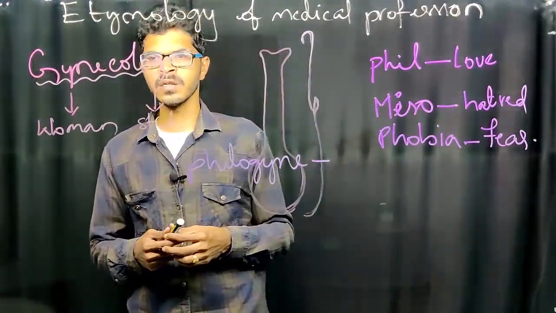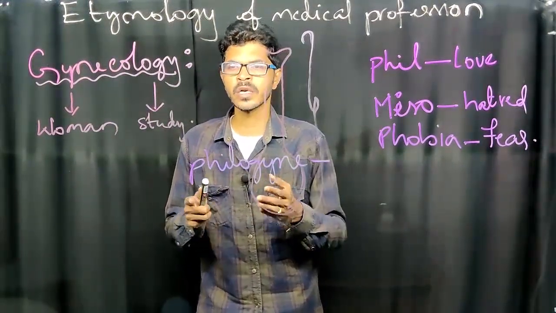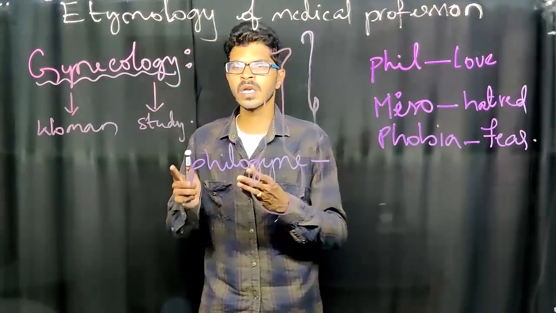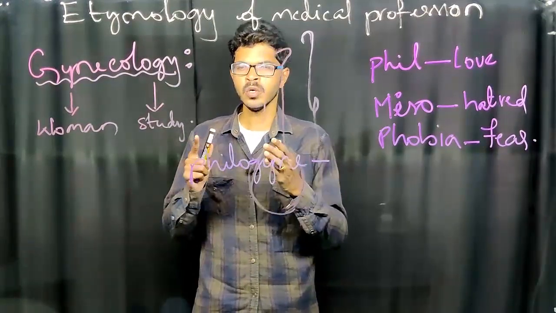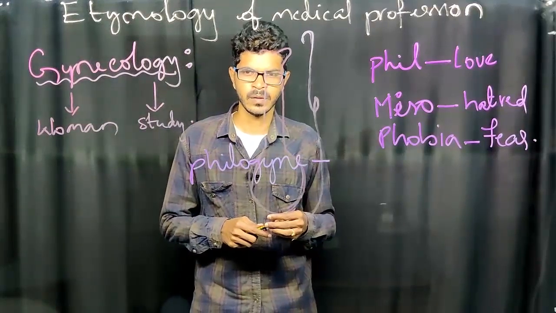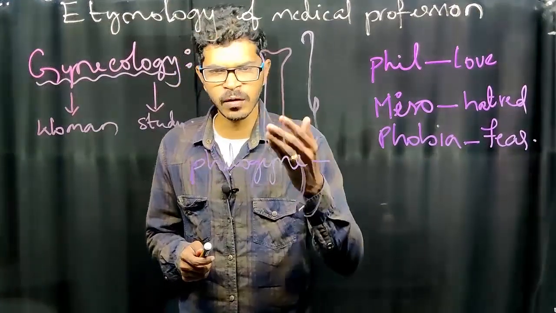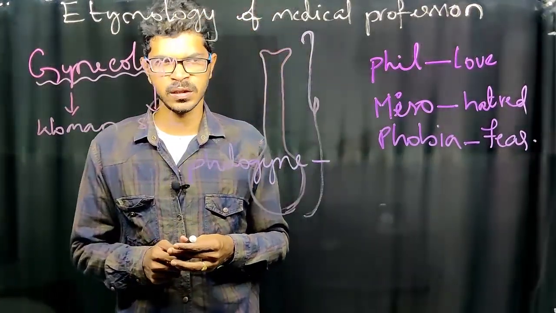So, what does philogyny mean? Philogyny means a person who respects women, who loves women, who is very adorable toward women, who gives a lot of respect to women and who loves them, is called a philogynist.